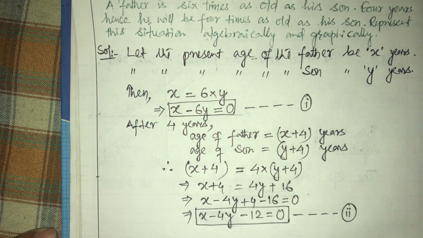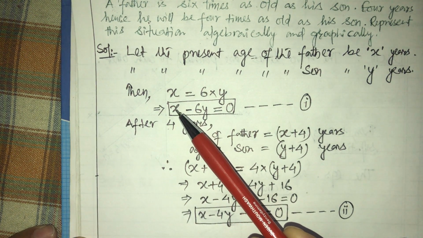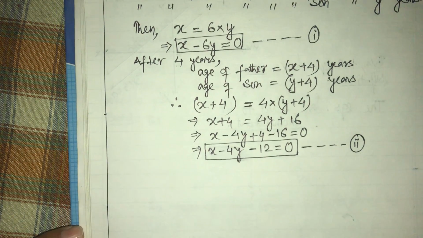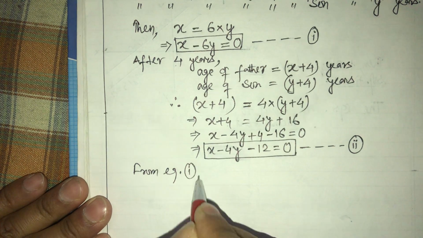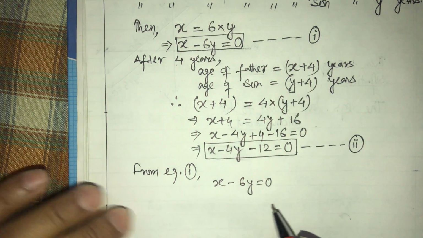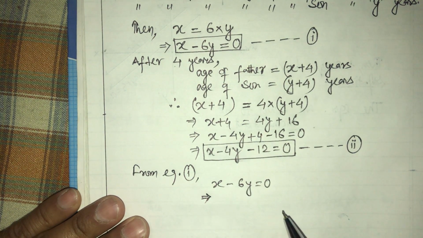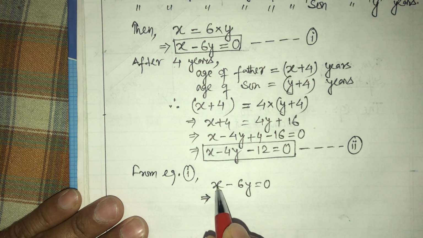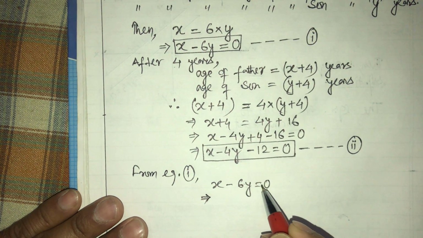According to rule number 2, we need to find solutions of equations 1 and 2. Solution in the sense that we will assume certain values for either x or y, and get the other one. Now I'll use the first equation. From equation 1, it's given x minus 6y equal to 0. For convenience in assuming values, we have two variables, x and y, so we'll assume certain values for one variable and then find the other variable. This is very simple.